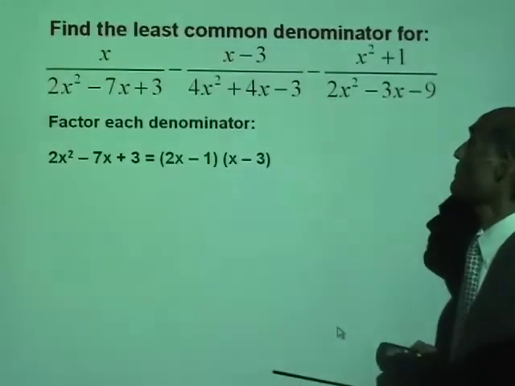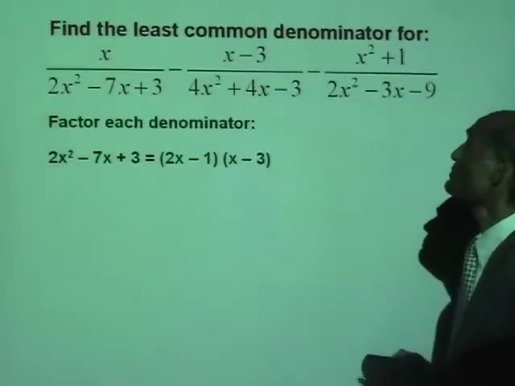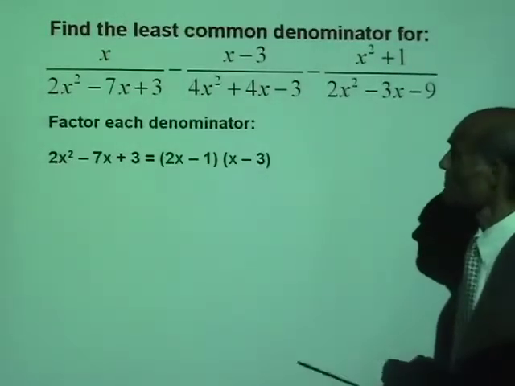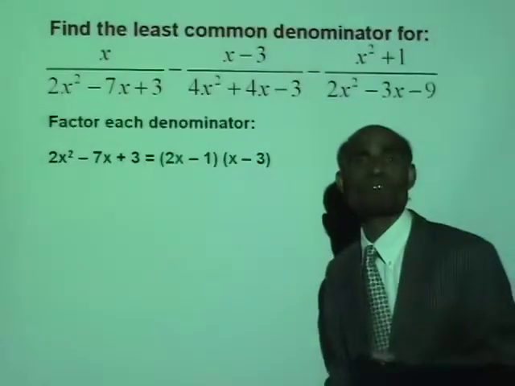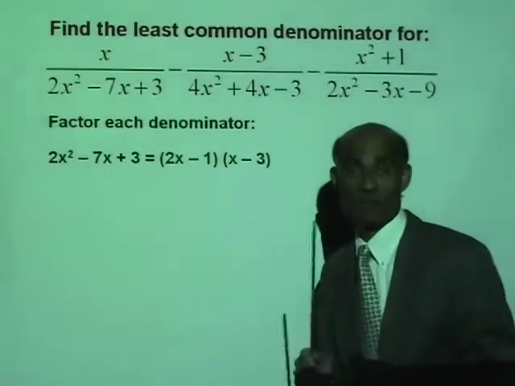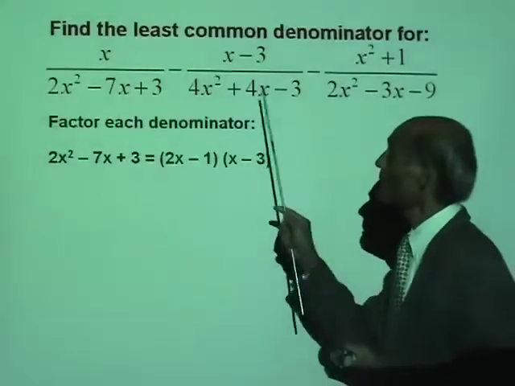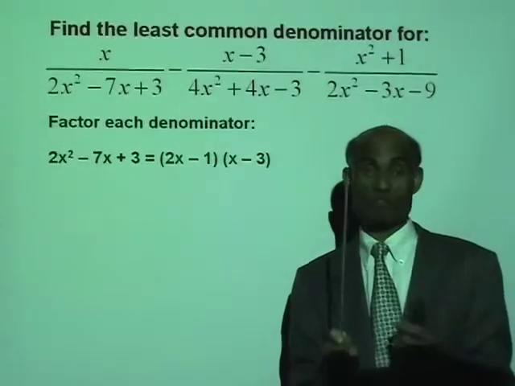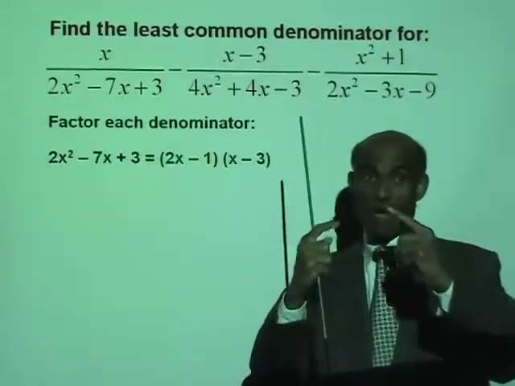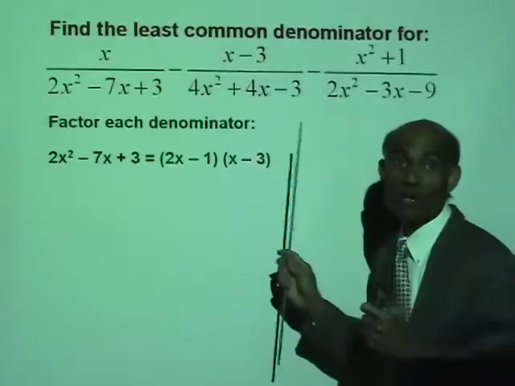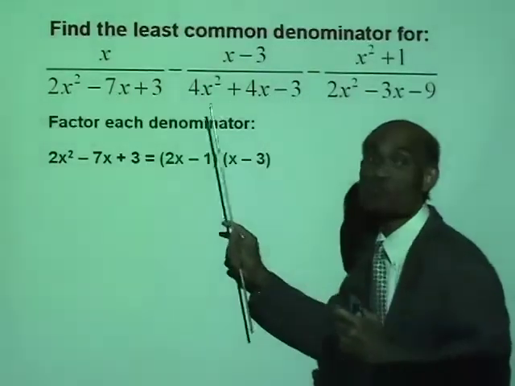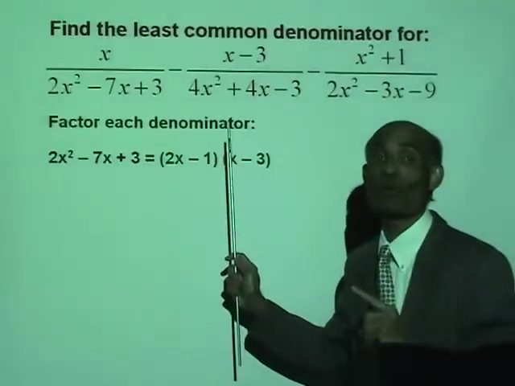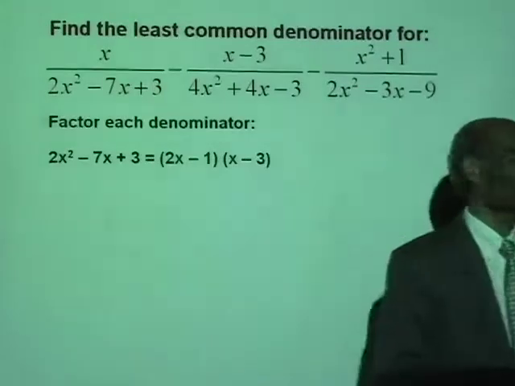4x squared plus 4x minus 3. How does that get factored? Alright, can I give you a clue again? Well, the middle term is positive 4. You need to produce a positive 4 when you multiply and add. So look at the clue I'm going to give you. 3 times 2 is 6. 6 minus 2 is 4. Now, how is that going to help you?